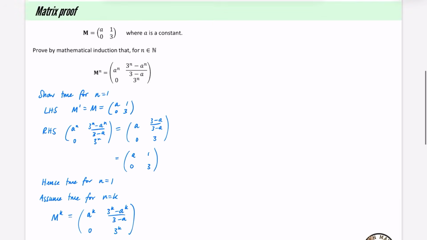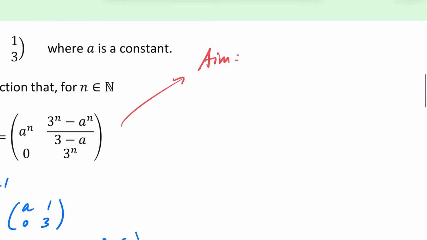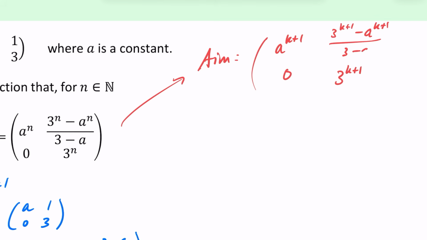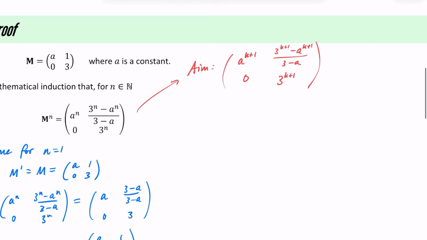Now we'll do the inductive step. So again, I like to say the thing that we are aiming for. Let's say what we are aiming for in this question. It is going to be an A to the power of k plus 1, a 0 and a 3 to the power of k plus 1. There'll be a 3 to the power of k plus 1 minus A to the power of k plus 1 over 3 minus A. It's that element in the top right that I'm not looking forward to, but I think we should be able to do it. It looks kind of like a messy one, doesn't it?